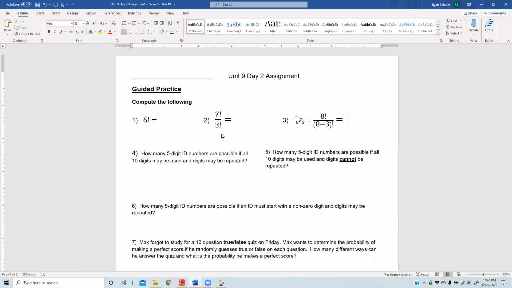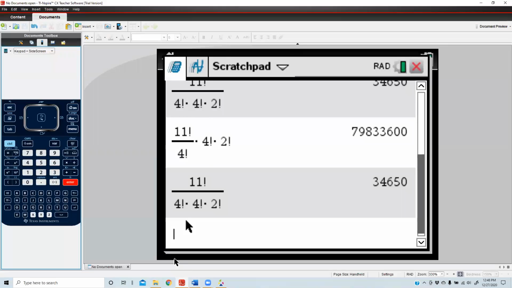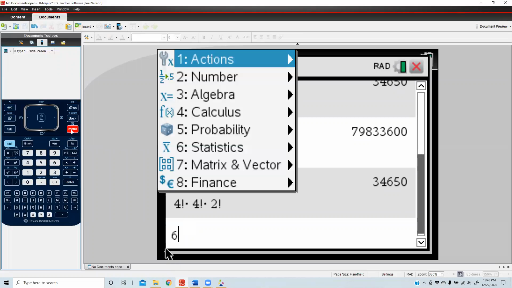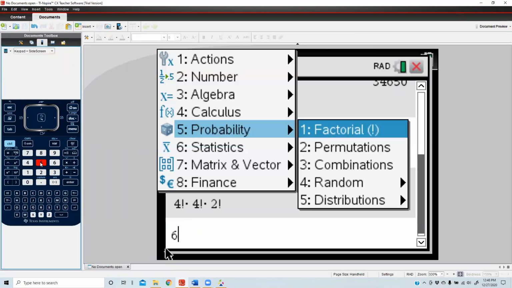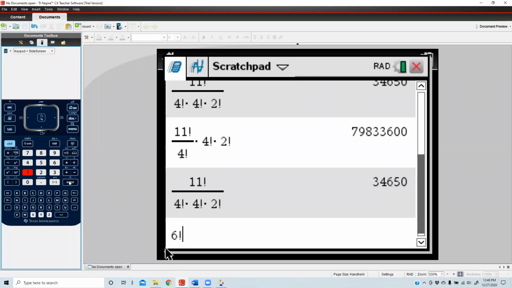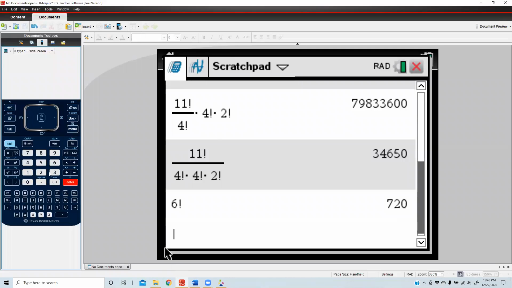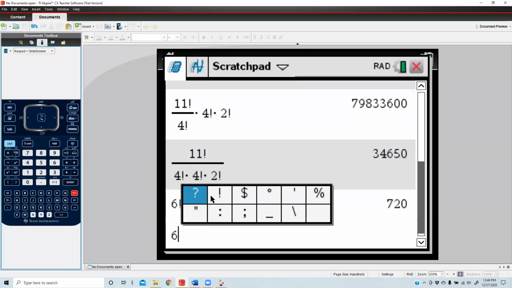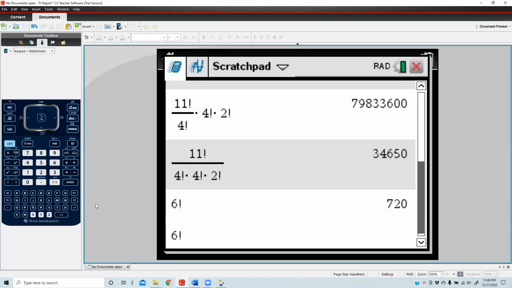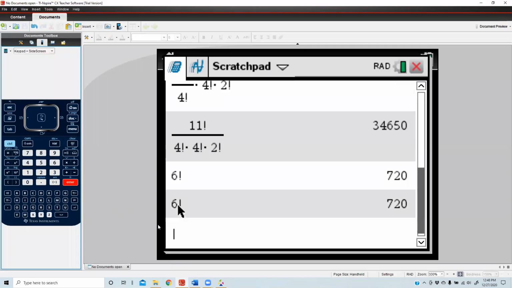Number 1, 6 factorial. Let's do that on the calculator. Remember, there's 2 ways. You can go 6, menu, probability, and factorial. Get your answer, which is 720. Or you can do 6 and get your exclamation point that way. Again, 720. So 2 different ways, still the same result. The answer is 720.